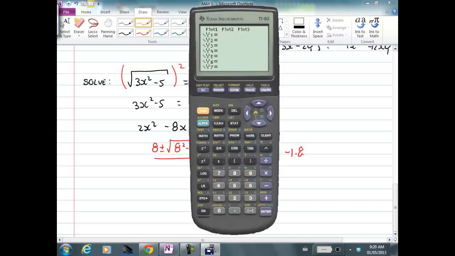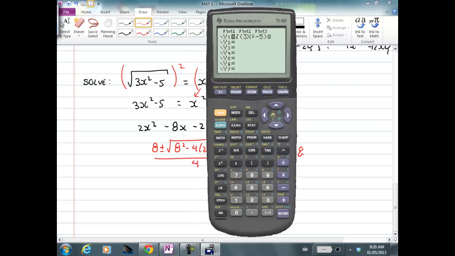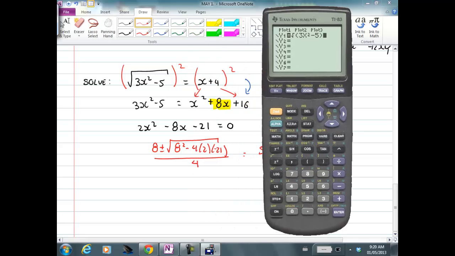Okay. I go square root 3x squared minus 5 and bracket. Make sure you have brackets. A lot of people screw up when they don't have brackets. Minus x minus 4. And I hit graph. And your graph is going to be pretty funky. One looks like that, and one looks like that.